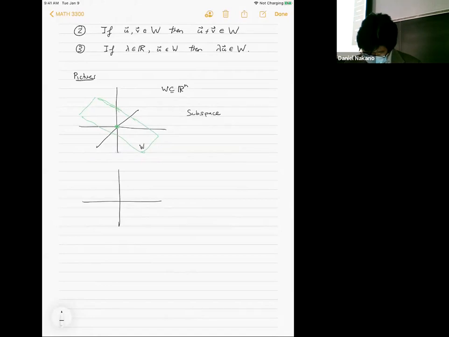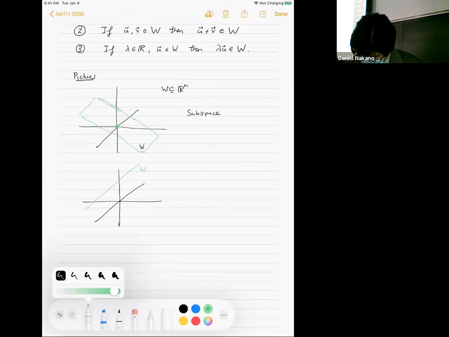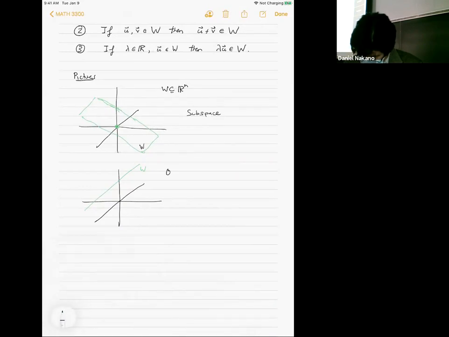So let me do another example in R3. This time, let me take a line which is way up here. It could be parallel, let's say, to one of the axes. Now, this looks like a subspace because if I take a vector and scale it, it's going to be on there. But the problem is that 0 is not inside of here. So this is W, and 0 is not inside of W, and this is not a subspace.